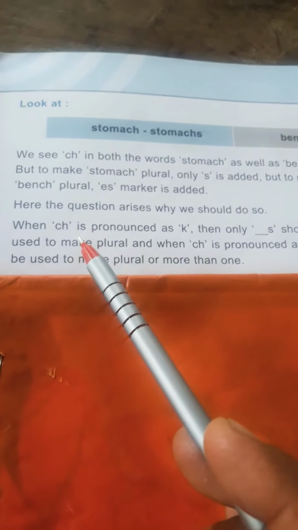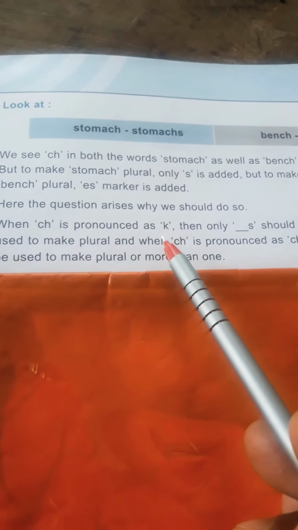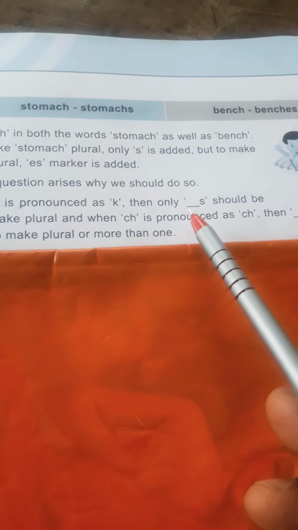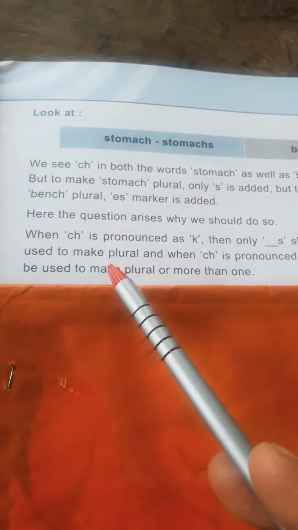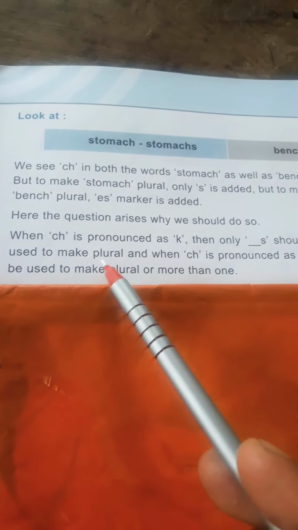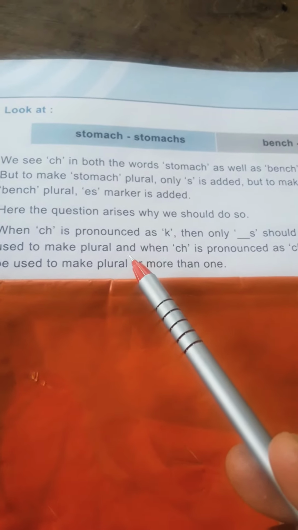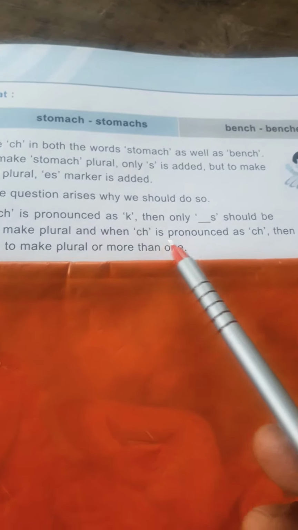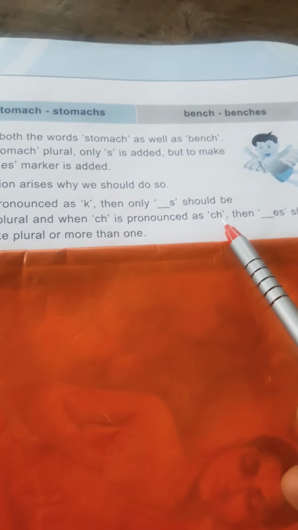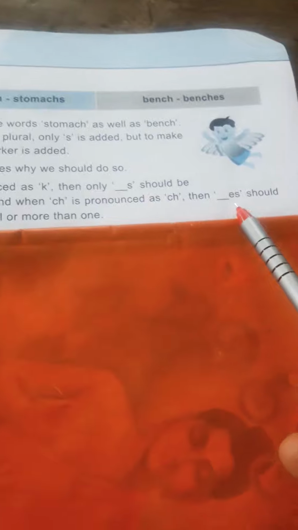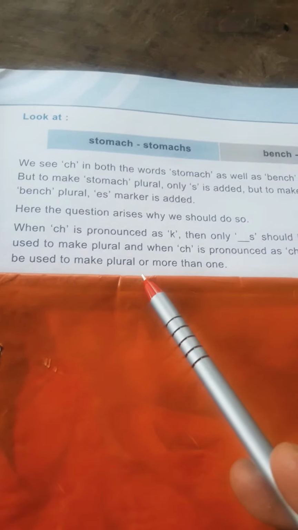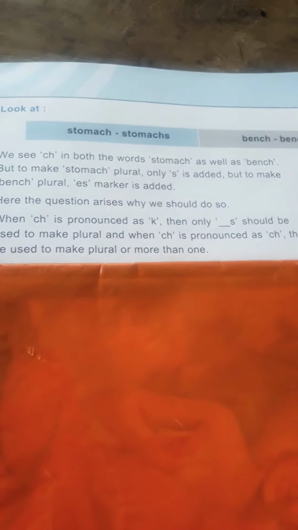When ch is pronounced as k, or ka in Hindi, then only s should be added to make the plural form of the given words. And when ch is pronounced as ch, or cha in Hindi, then es should be used to make the plural, or more than one.